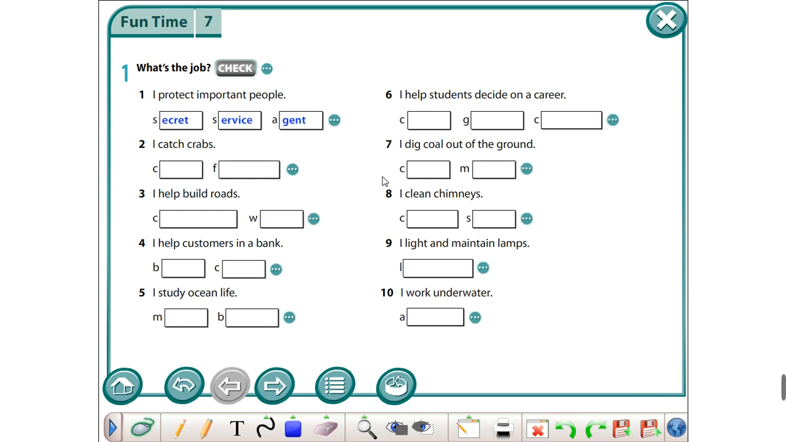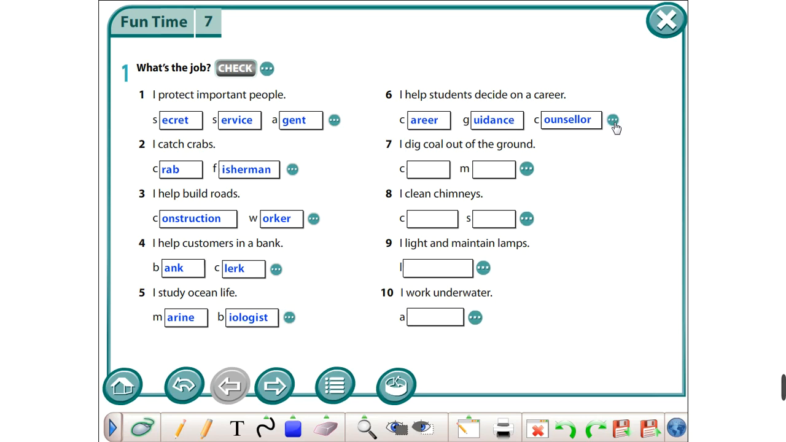Secret service agent. I catch crabs. Crab fisherman. I help build roads. Construction worker. I help customers in a bank. Bank clerk. I study ocean life. Marine biologist.